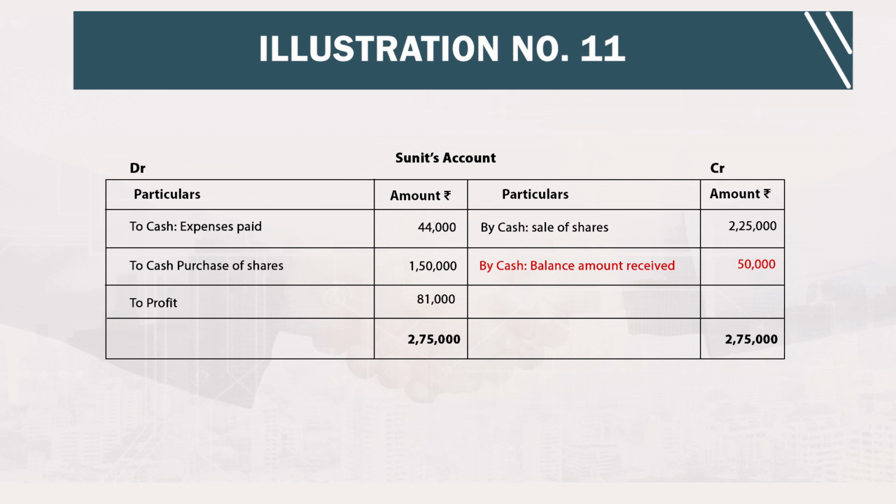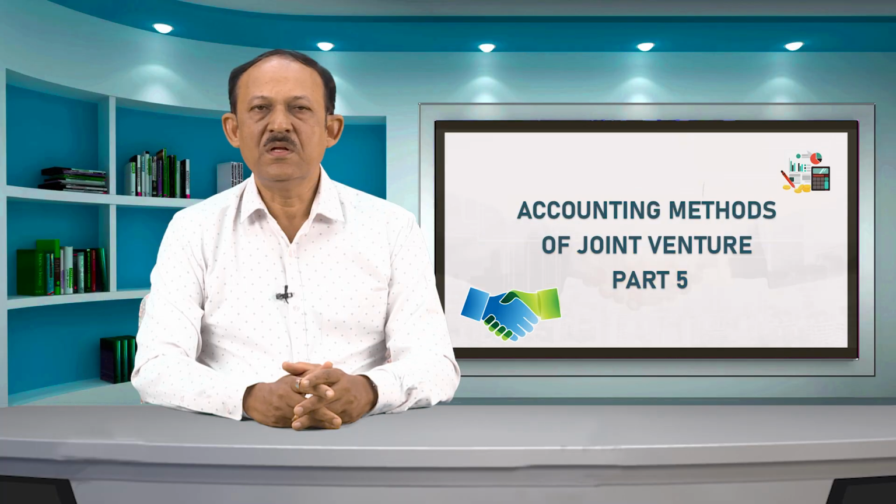Sunit account: on debit side to cash expenses paid 44,000, to cash purchase of share 1 lakh 50,000 and profit on debit side rupees 81,000. Credit side by cash sales of shares 2 lakhs 25,000. Now make total on both side 2 lakhs 75,000. There is a shortage on credit side rupees 50,000, by cash balance amount received. Now let us see how the memorandum joint venture account and Satish account will appear in the book of Sunit.